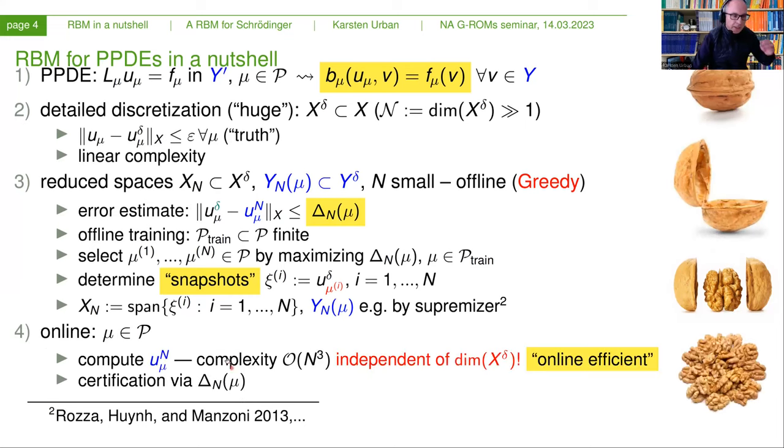Okay, then in the online phase, you are given a new value for the parameter, and then we want to compute a reduced approximation with a complexity typically N cubed. But you might also see something different than N cubed. The important thing is that this is independent of the truth dimension. So that's what we call online efficient. And in addition to that reduced approximation, we are always able to give an upper bound for the error, so that this delta N here is rapidly computable, and we can not only give a reduced approximation, but also an upper bound for the error.